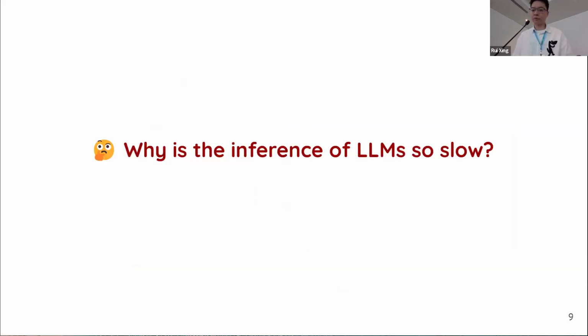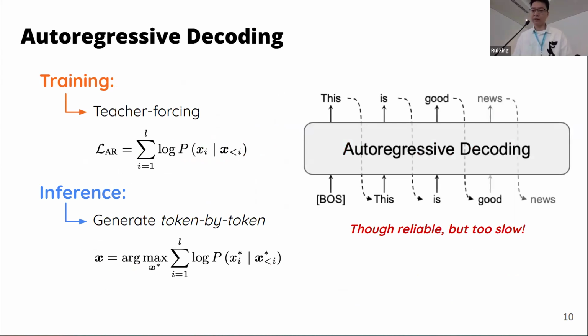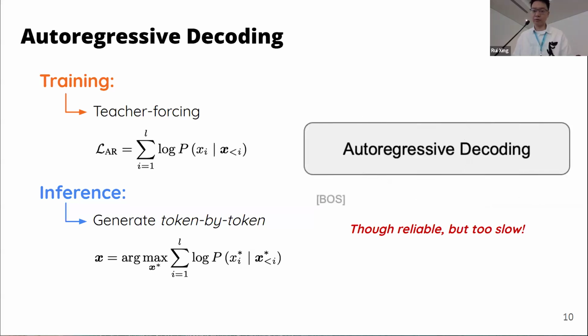So here comes our first research question. Why is the inference of large language models so slow? Well, the first and simplest answer lies in autoregressive decoding. Autoregressive decoding is the most widely adopted decoding strategy for decoder-only large language models. Or we could say that nearly all large language models use autoregressive decoding to generate their outputs.